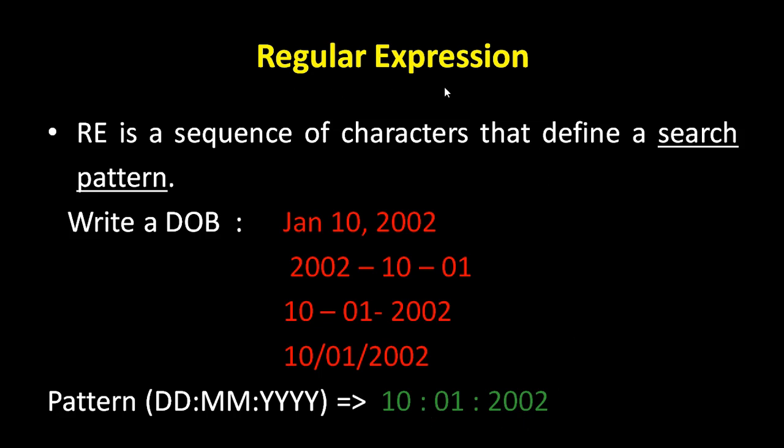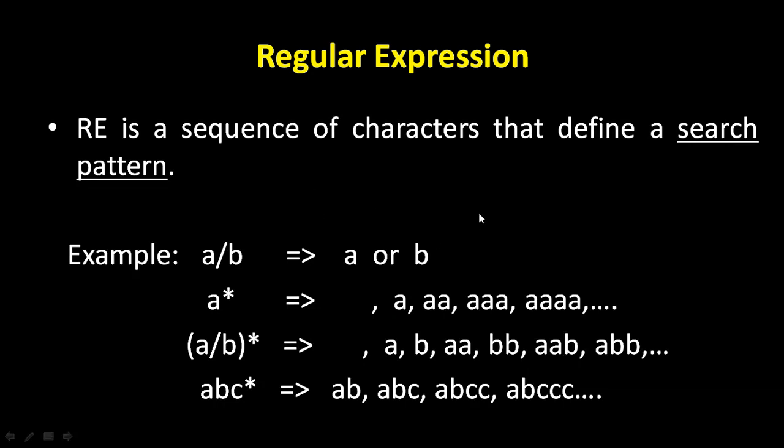Such a pattern is called regular expression. Now we see the exact regular expression examples. So the identifier may be formatted like this. For example, A/B. The identifier may be A or B. Next regular expression is A star. It means A may come 0 times or 1 time, 2 times, 3 times or any number of times.